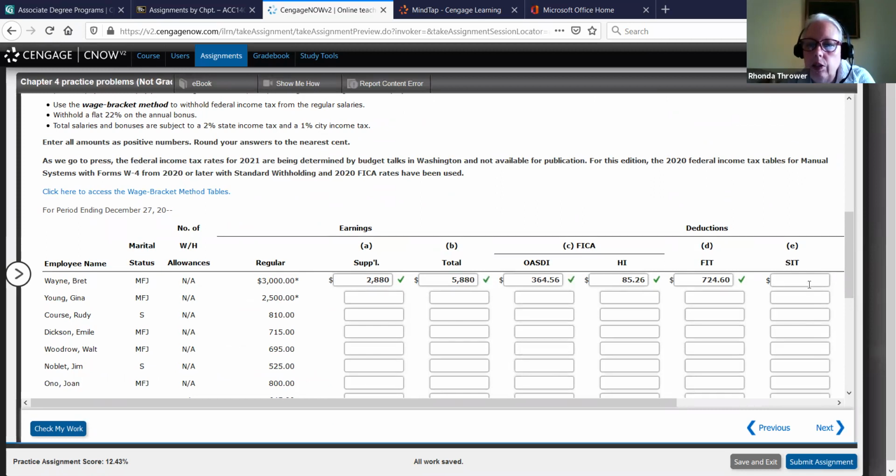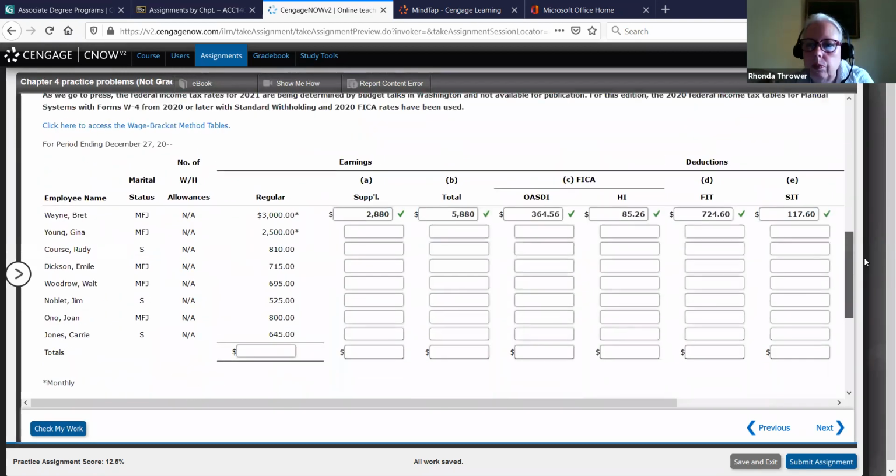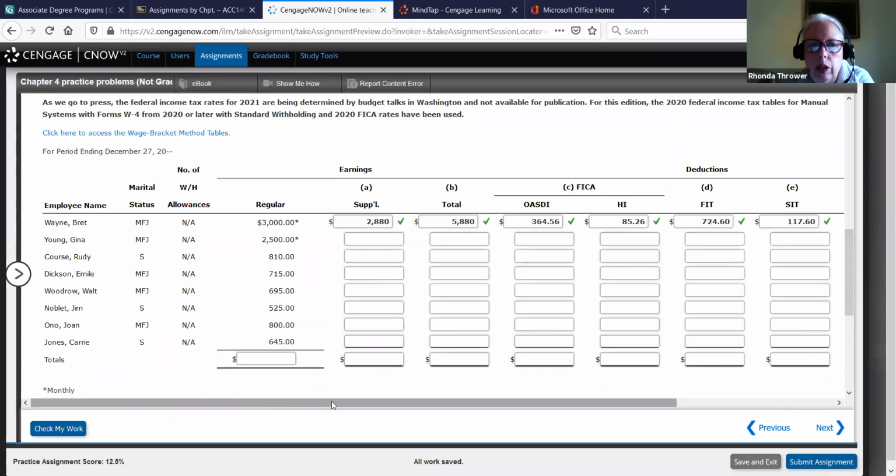And so the next thing I need to figure out is my state income tax. The state income tax was 2%. Notice they're combining both the salary and the bonuses together. So the combined amount was $5,880. And then we're going to multiply that by 2%, the state income tax rate, and that'll give you $117.60. Check your work. And we're okay there.